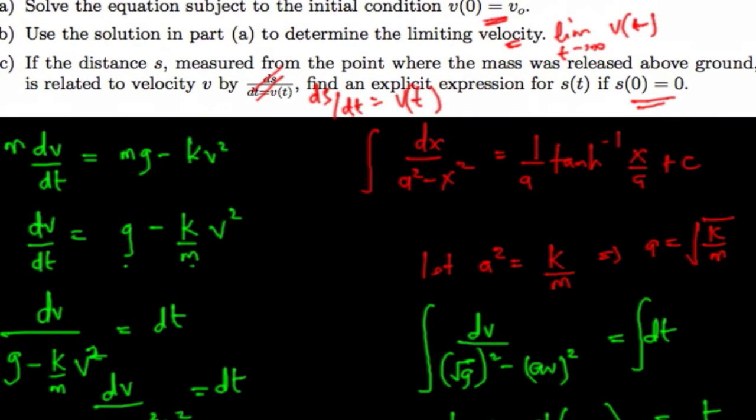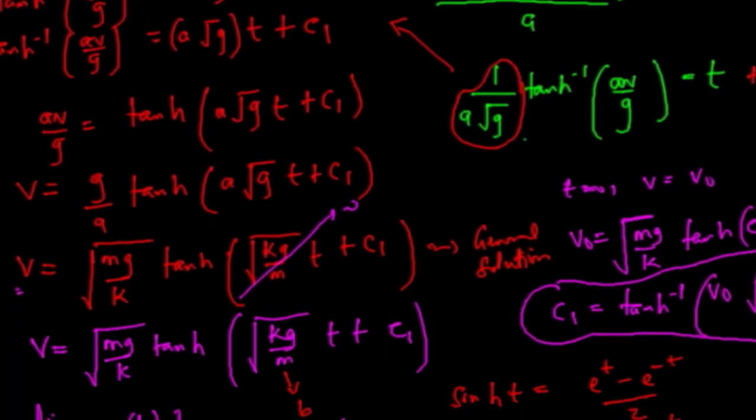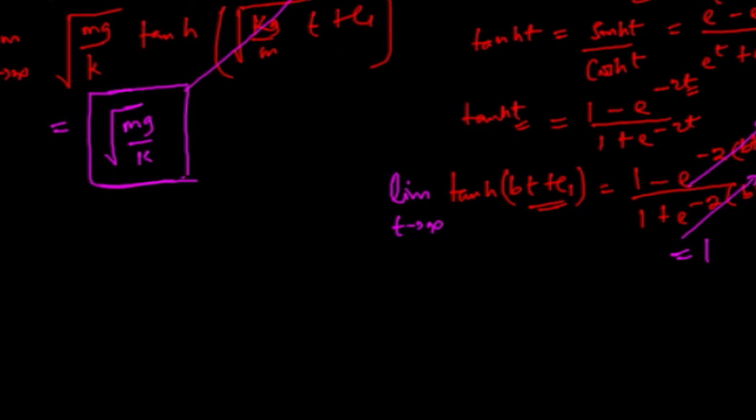Now the last question says, if the relationship between the distance and the velocity is v of t, find an explicit expression for that using this initial condition here. Now, how do we go about this? According to what we're given in the question, I'm going to call that part C. It said ds/dt equals v of t. So we want to find s. This implies that s equals the integral of v of t dt.